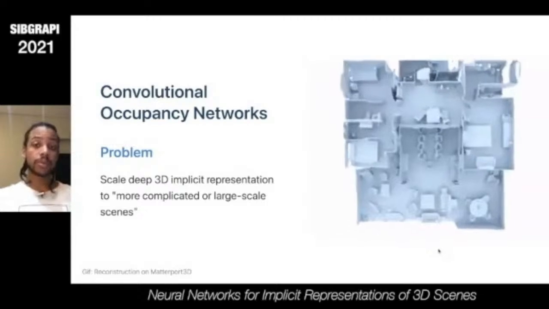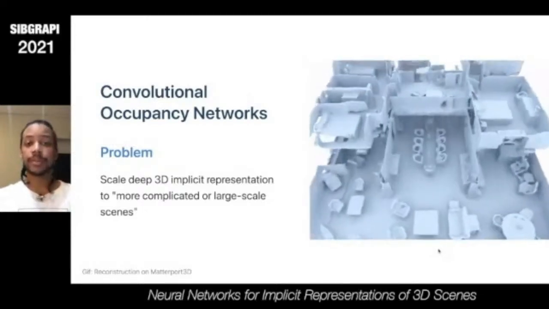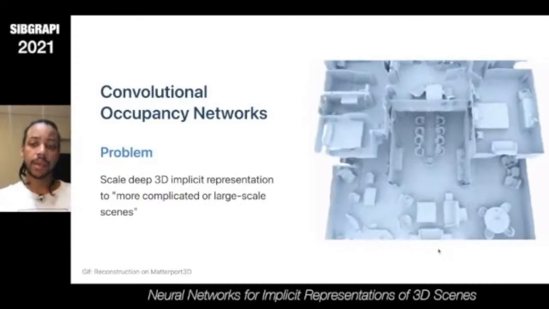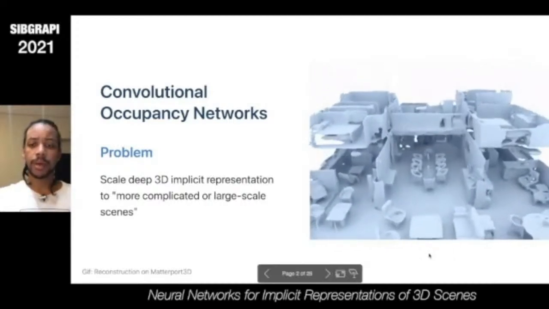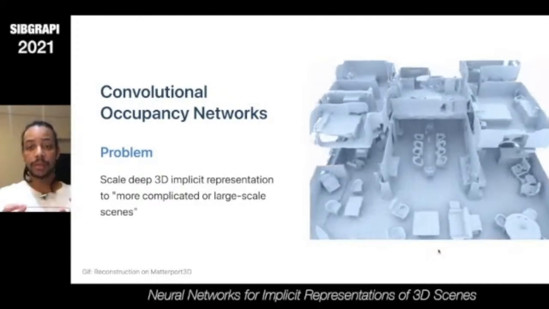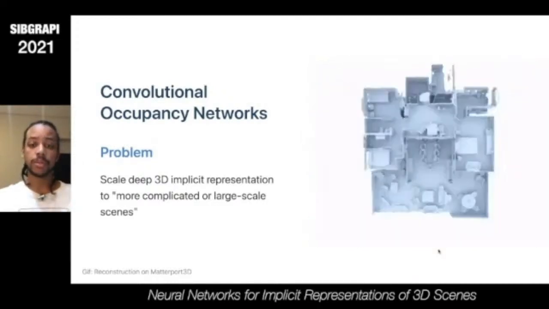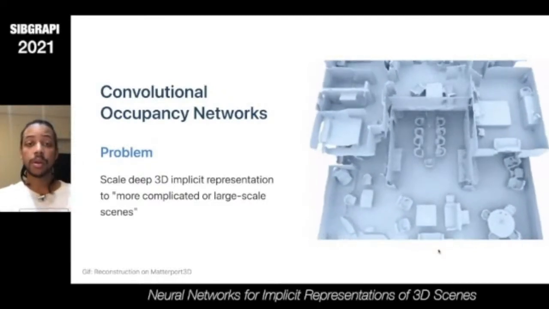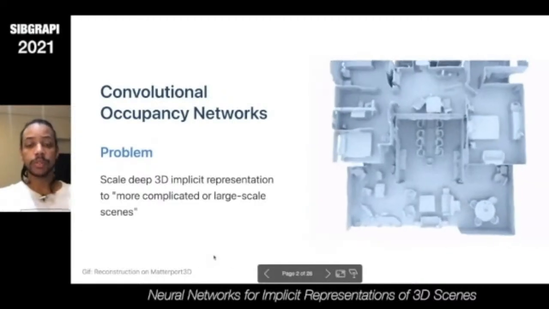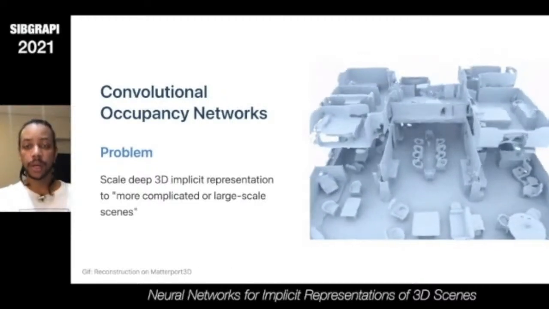So the problem is how to scale deep 3D implicit representations to more complicated or large-scale scenes. And here on the right, we have an illustration of a desired result, as we are seeing a shape reconstruction using a point cloud from the Matterport 3D dataset. And we will see how this work achieves that.